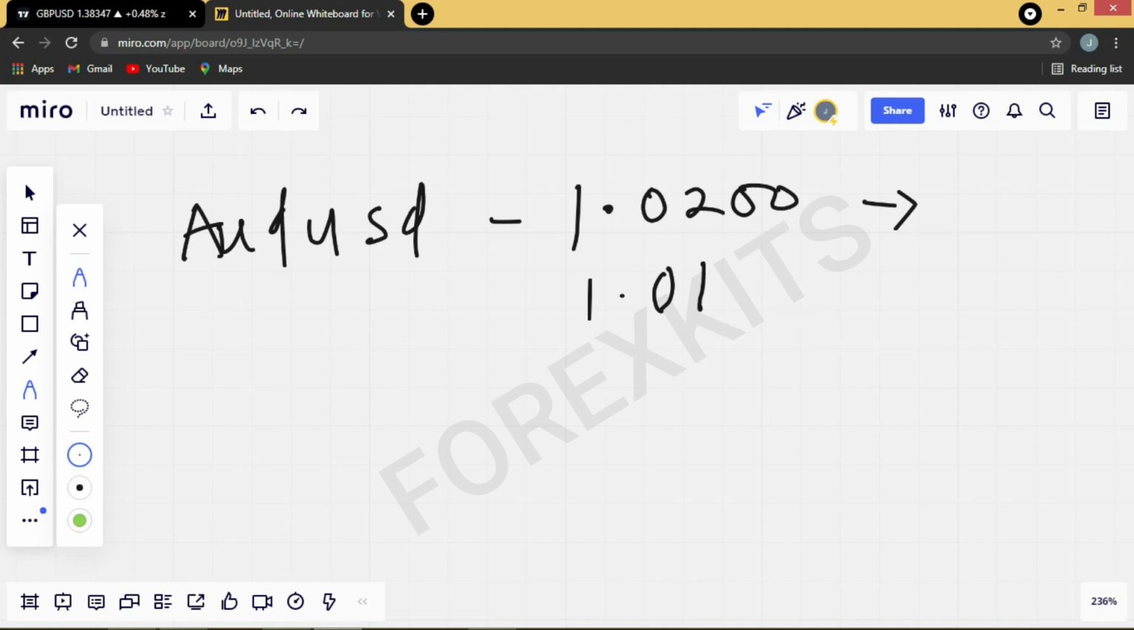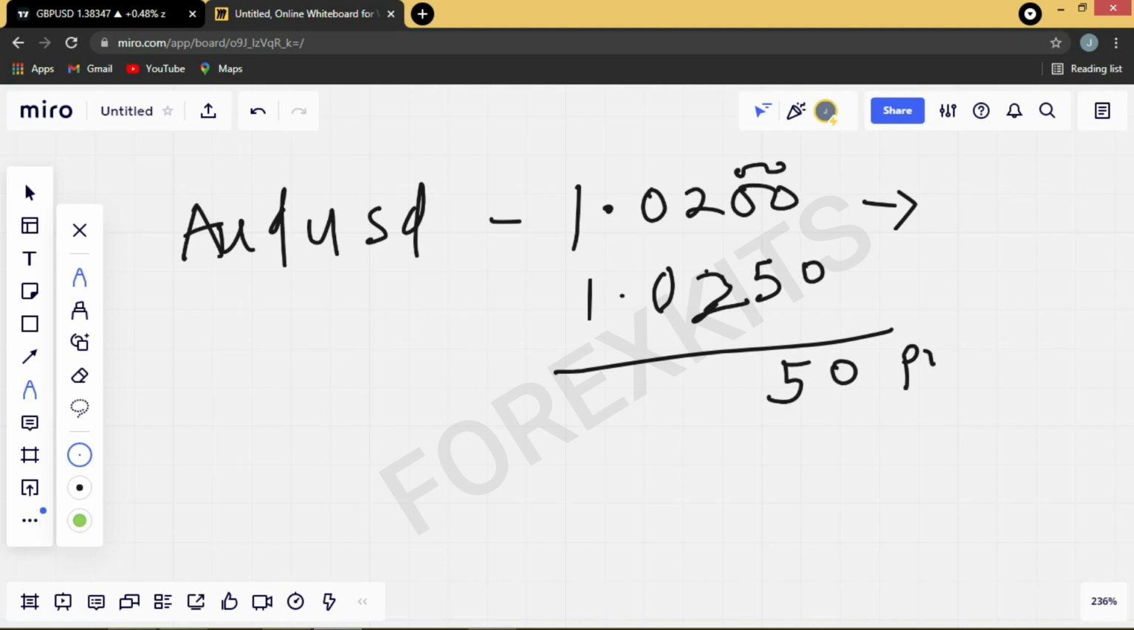Okay, so back to the original example that we had. Let's say price moves from what we currently have now, 1.0200, to 1.0250. We'll draw this right here. What's the difference between 00 and 50? It's clearly a 50 pip difference. So we've had a 50 pip change in price in the positive for this particular currency pair. And once price goes to the third decimal place, that means we are now counting in tens.